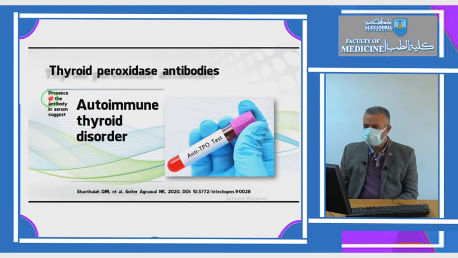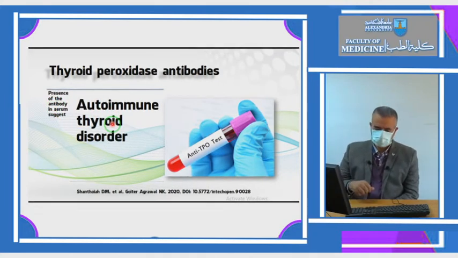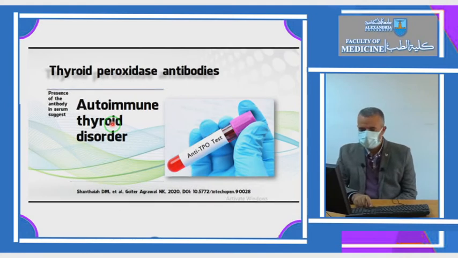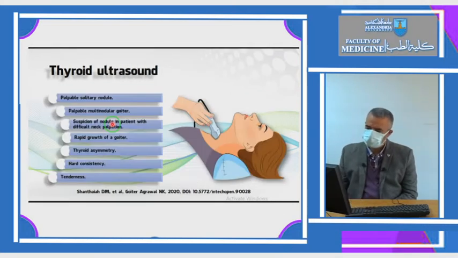The second test to order would be thyroid peroxidase antibodies. The presence of this antibody indicates the presence of autoimmune thyroid disease, and autoimmune thyroid disease is represented by Hashimoto thyroiditis, Graves' disease, silent thyroiditis, and postpartum thyroiditis. All of these may present with positivity of thyroid peroxidase antibodies.